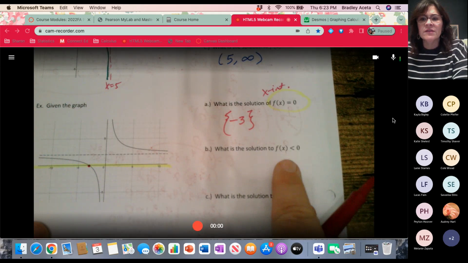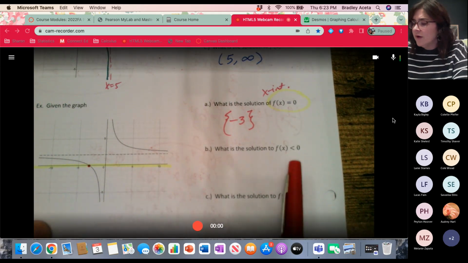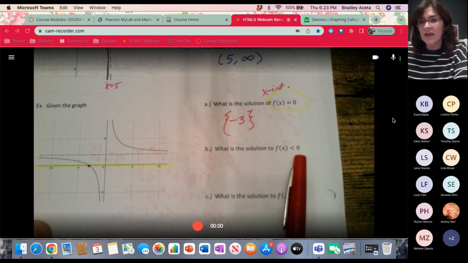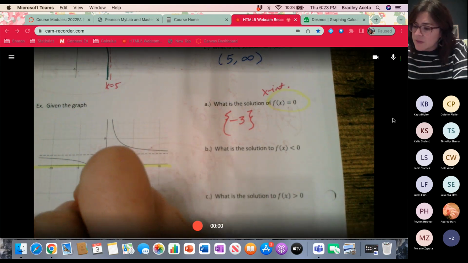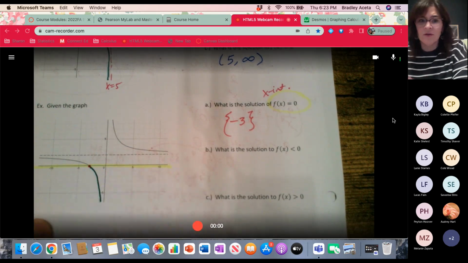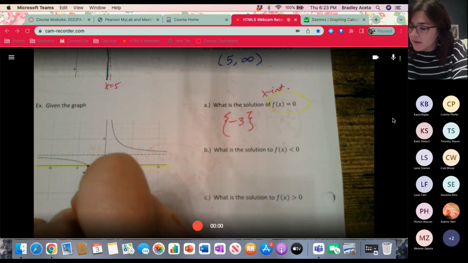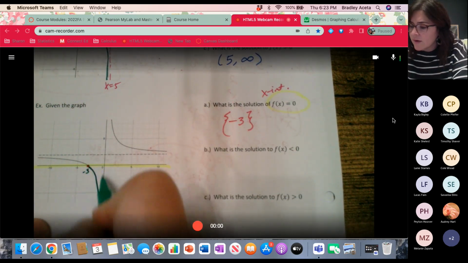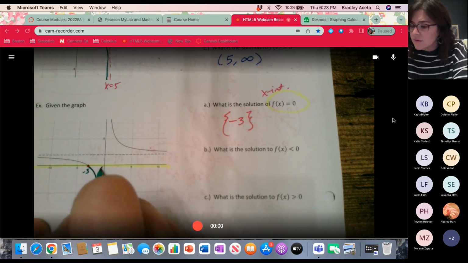What's this one saying? Well, this one is saying, okay, think of that yellow highlighter line right there. Where is the picture below, less than that yellow highlighter line? Well, that would just be this portion right here. That portion would be below the yellow highlighter line. Well, how do I write that in interval notation? Well, this was at -3 up to where? Up to where on the x? Up to 0.